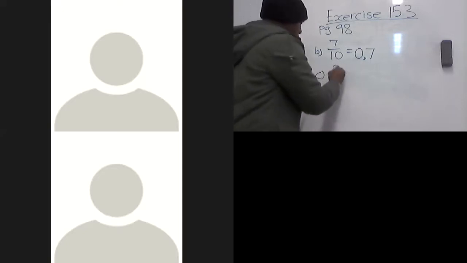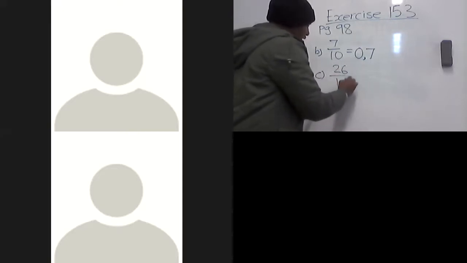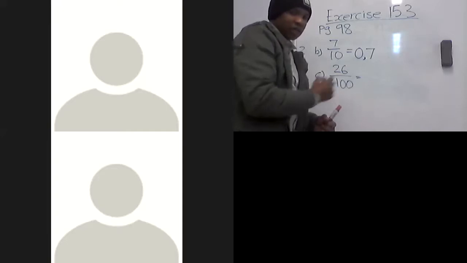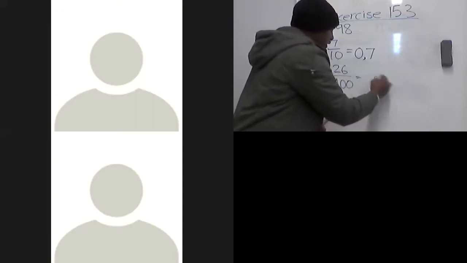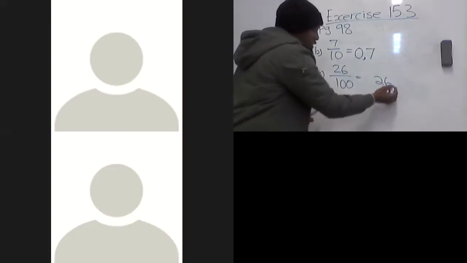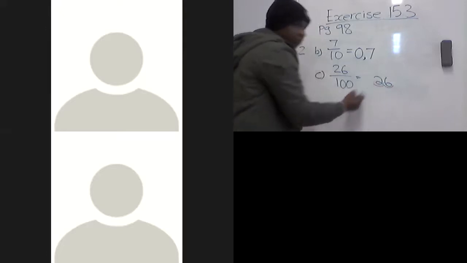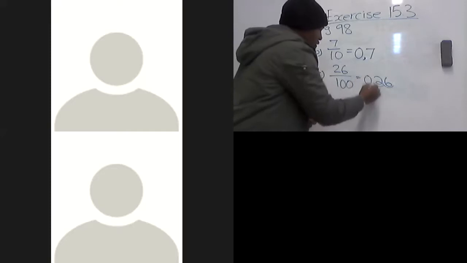C, we have 26 divided by 100. Again, remember, as we are dividing, we are moving to the left of our digit. So I'm going to write my two digits here, which is 26. I start counting from the right of the digit. So to the far right end of the digit, I have 2 zeros. So I have 1, 2. So it means my comma will be there, and my 0 will be here, and I write my comma there.